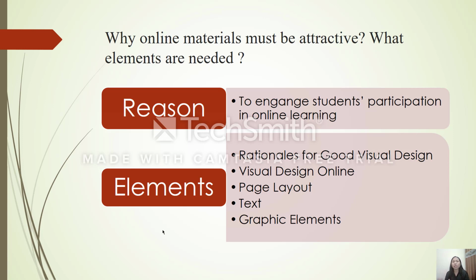And then, what elements are needed? So there are 5 elements. The first is rationales for good visual design, and then the second is visual design online, the third is page layout, and the fourth is text, and the last is graphic elements. Let me explain one by one about those elements.